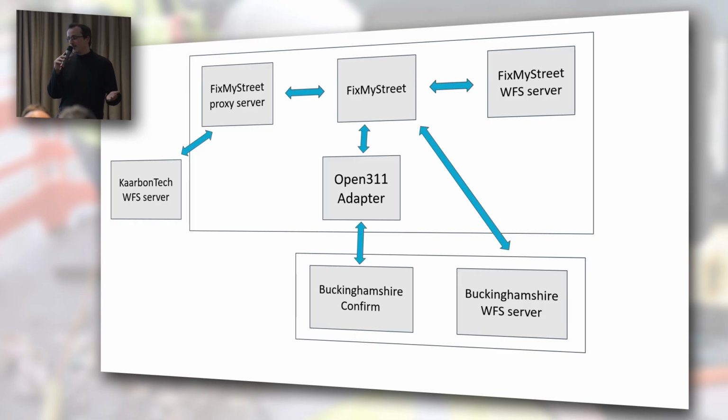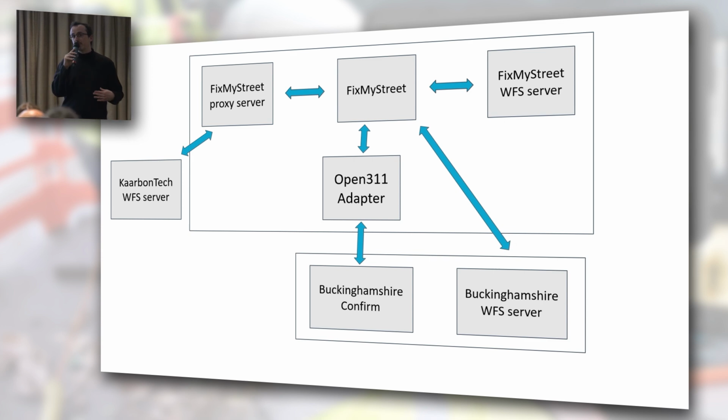Then we take the identity of the drain as well, because the important thing is the shared identifier. So KaarbonTech store the Confirm asset identifier in its own system. So then we can get that out, and when we feed that through to Buckinghamshire into the report in their Confirm for someone to then investigate and look at, we can include that information that Buckinghamshire have asked for.